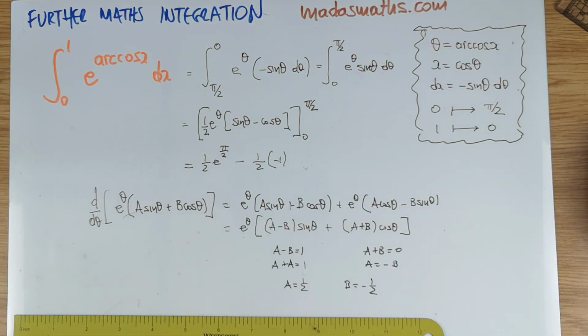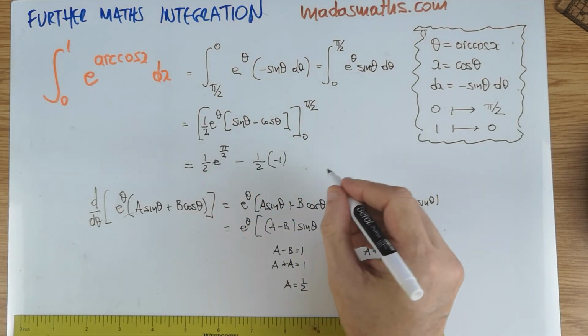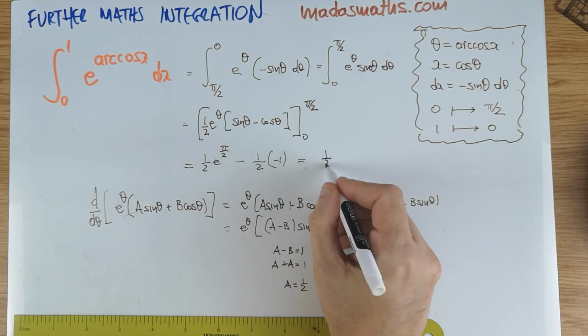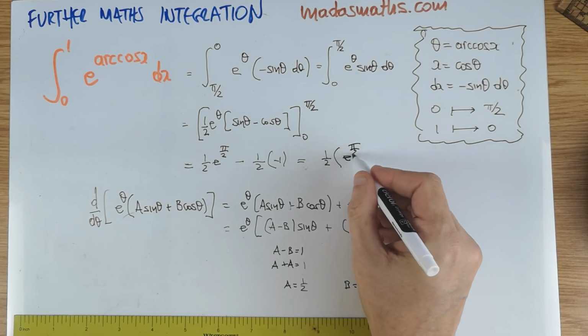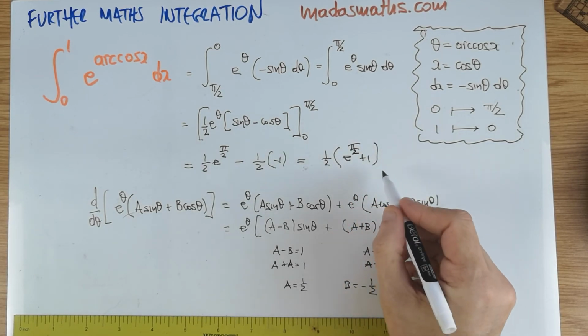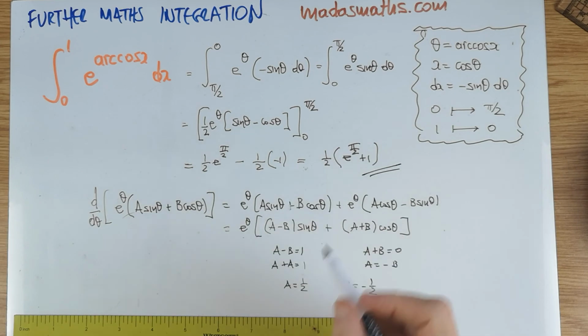And of course, let's use a different color pen. This will go into a plus. And we can factorize it out. So it's going to be e to the pi over 2 plus 1. I hope it's the right answer there and I haven't made any mistake.